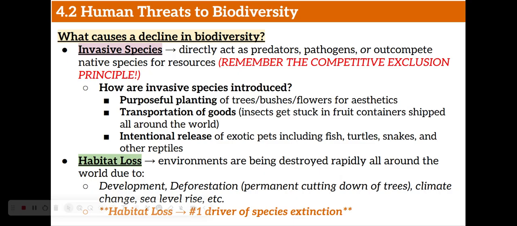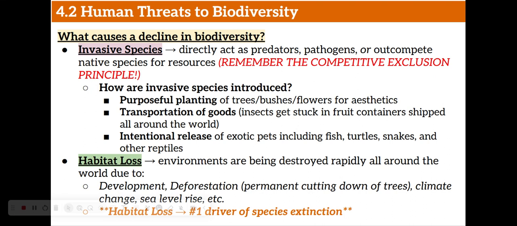So we talked about the competitive exclusion principle and resource partitioning in Unit 3. Those concepts are going to come up a lot throughout the school year. So how are invasive species introduced? There's purposeful planting. That invasive vine species I talked about was purposely planted as an ornamental shrub or bush, and the seeds can spread.